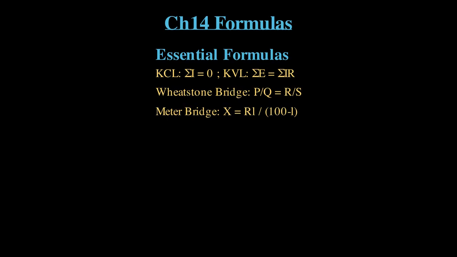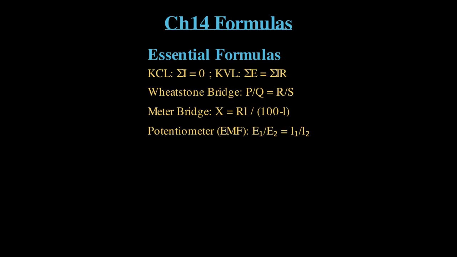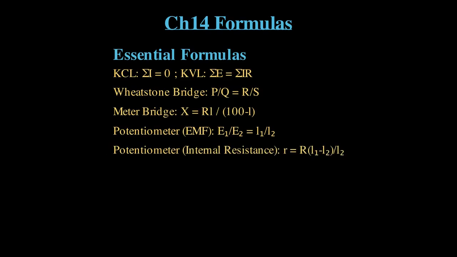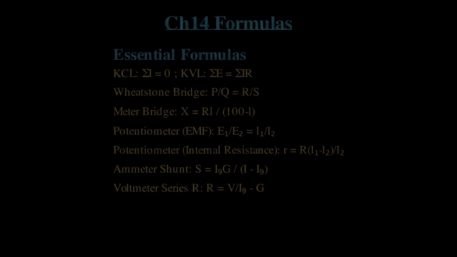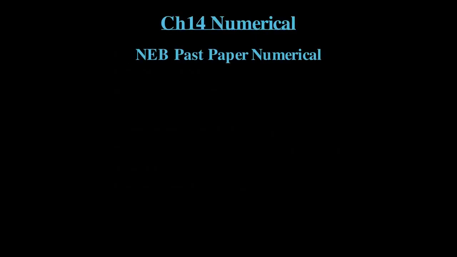The potentiometer has 2 key formulas. For comparing EMFs, E1/E2 = L1/L2. And for internal resistance, r = R × (L1 − L2) / L2. For converting a galvanometer to an ammeter, the shunt resistance S = Ig × G / (I − Ig). And for a voltmeter, the series resistance R = V/Ig − G. Memorize these. Let's solve a classic NEB question.